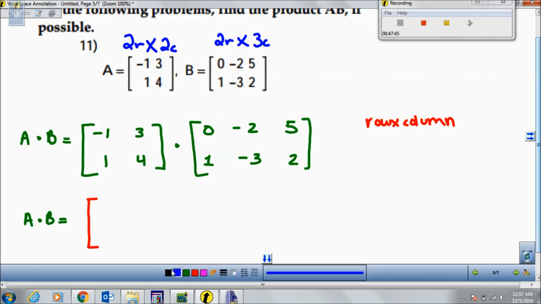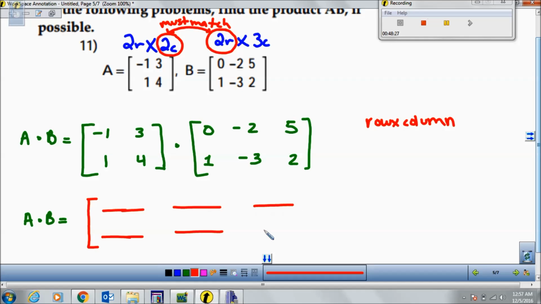So if the number of columns in the first one is the same as the number of rows in the second one, then that means that the product, the multiplication, is possible. So these two must always match. They must be the same. The rows in the first one and the columns in the second one, they're going to tell you how your answer is supposed to look. So ours is supposed to look like we have 2 rows by 3 columns. So like this.